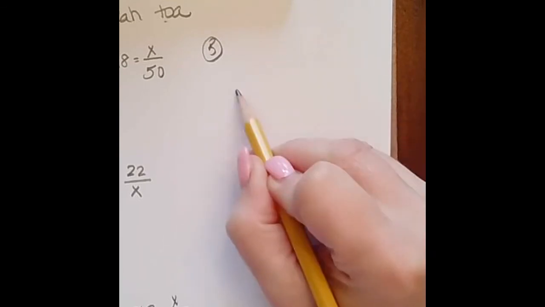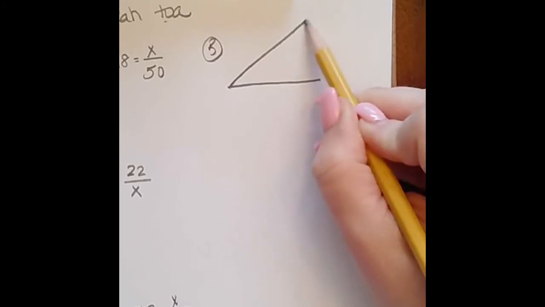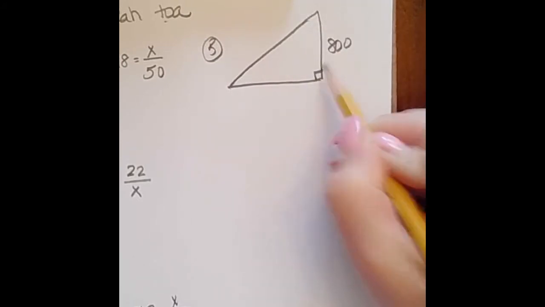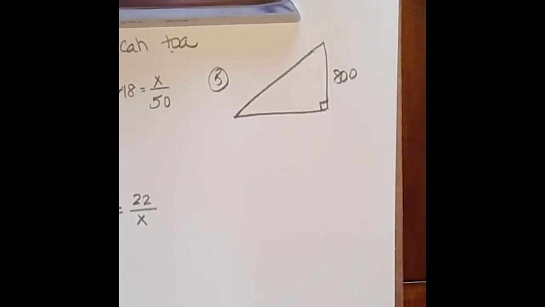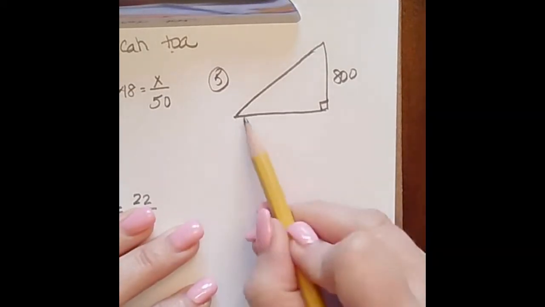Number 6. So now we have a ladder. It's leaning against a wall. Looks like this. Ladder against the wall. The foot of the ladder is 6.5 feet from the wall, and it makes an angle of elevation of 74 degrees. How high on the wall does the ladder reach? Opposite, adjacent, tangent.